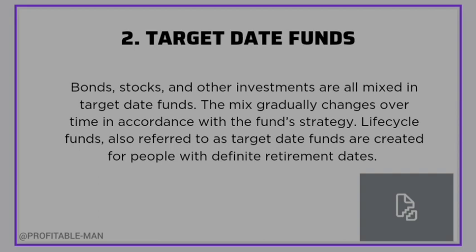The mix gradually changes over time in accordance with the fund strategy. Life cycle funds, also referred to as target date funds, are created for people with a definite retirement date. This target date fund is a kind of fund that people invest in with a target date. Okay, maybe by the next 50 years I will retire. So they will be investing in this target fund so that by this particular time I will move out. Especially for those people that are planning their retirement.